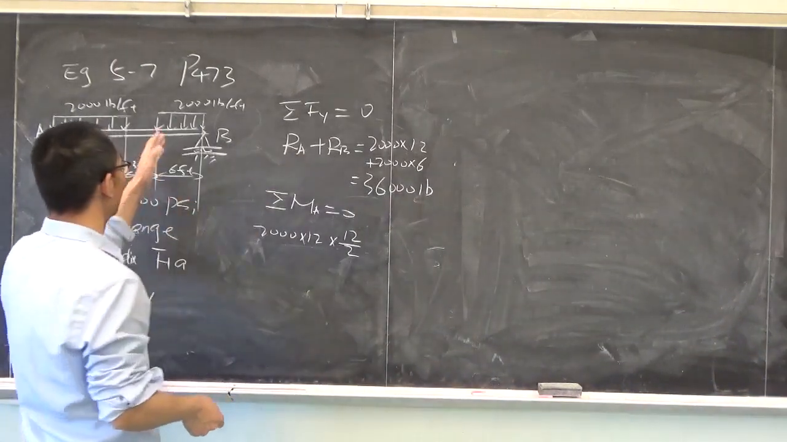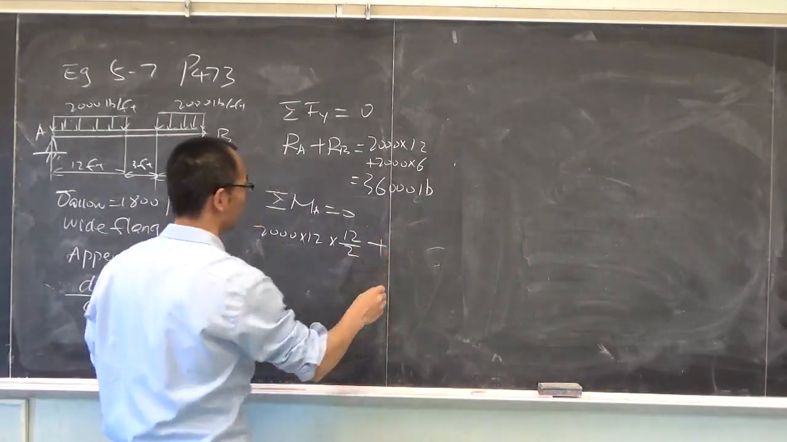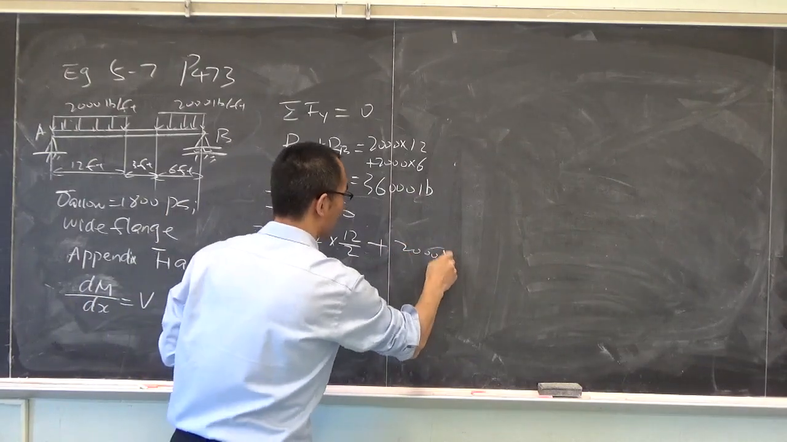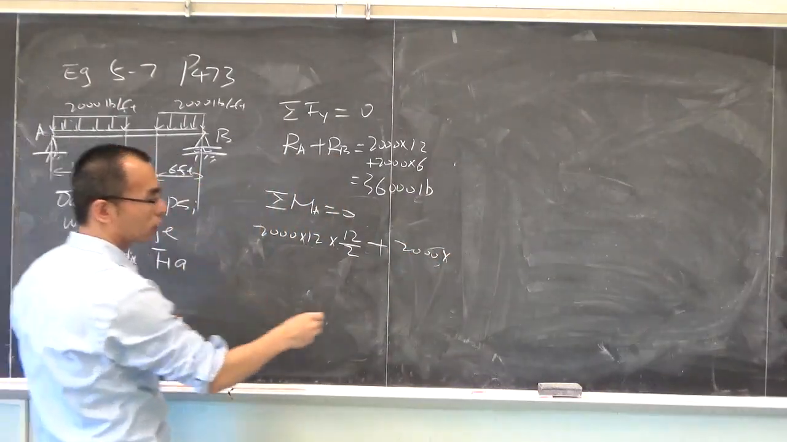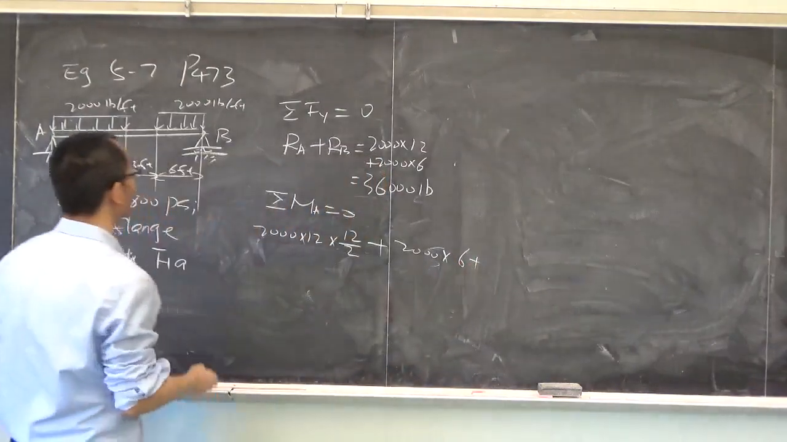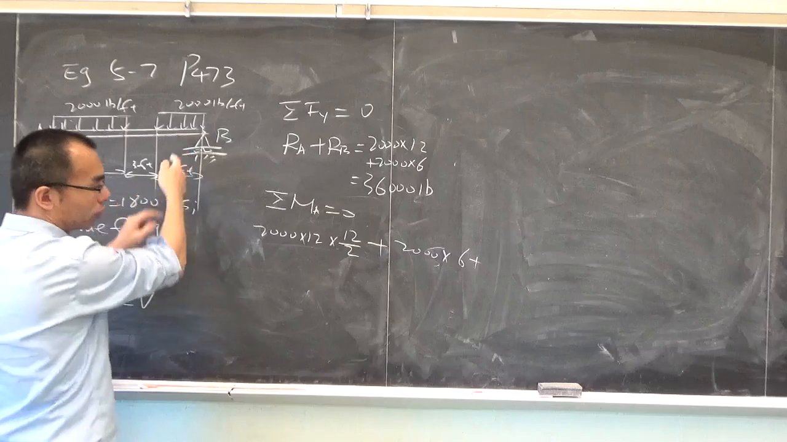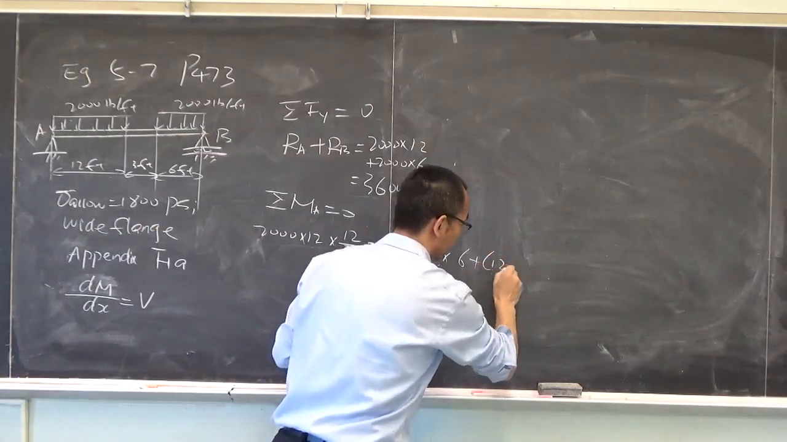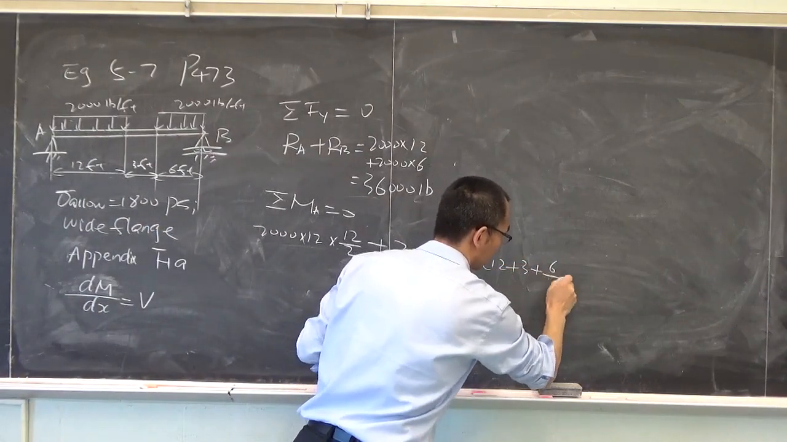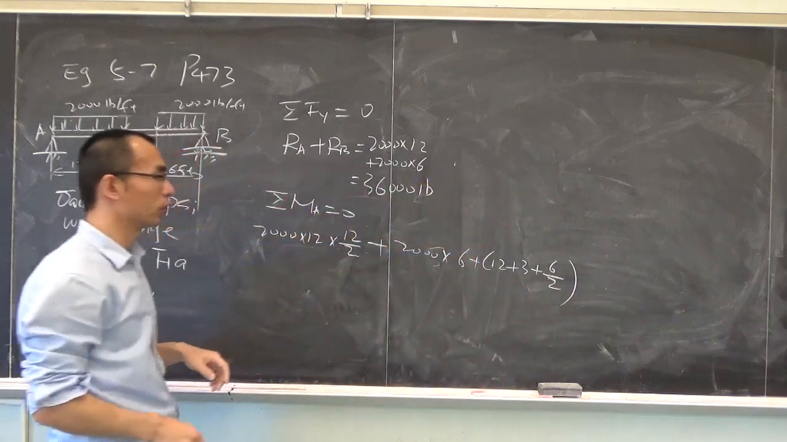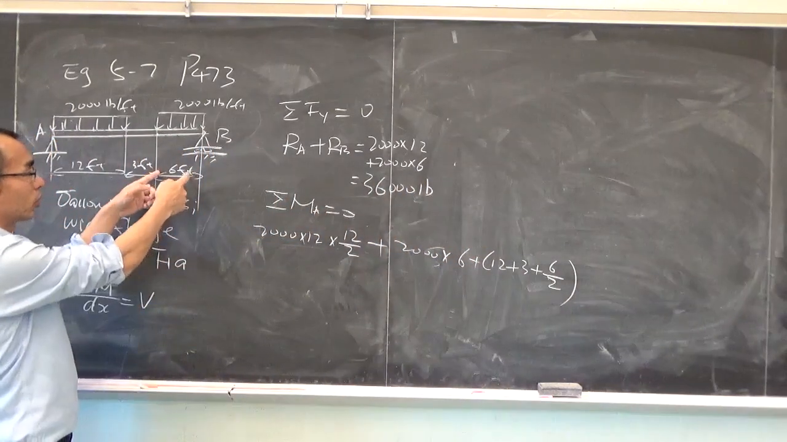So this is a contribution. We have this contribution plus 2000 multiplied by 6. Arm will be okay. The center will be here, right? So 12 plus 3 plus another 3. So I prefer to write, okay, the total divided by 2, right?